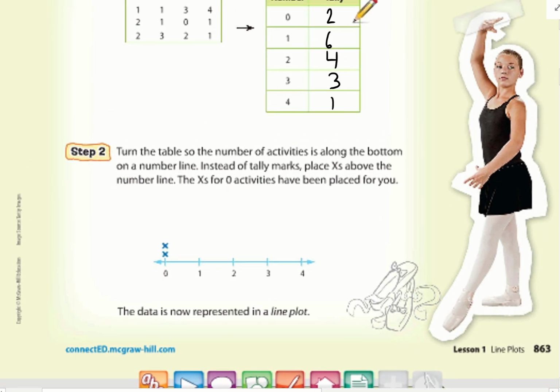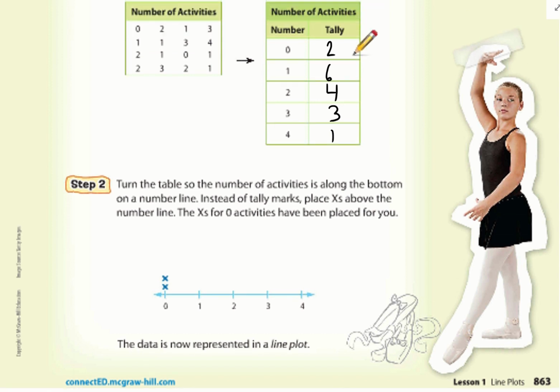So step 2. Turn the table so the number of activities is along the bottom of the number line. Instead of tally marks, place X's above the number line. The X's for 0 activities have been placed for you. So if you see the 0, there's 2 X's. And that resembles this 2 here.